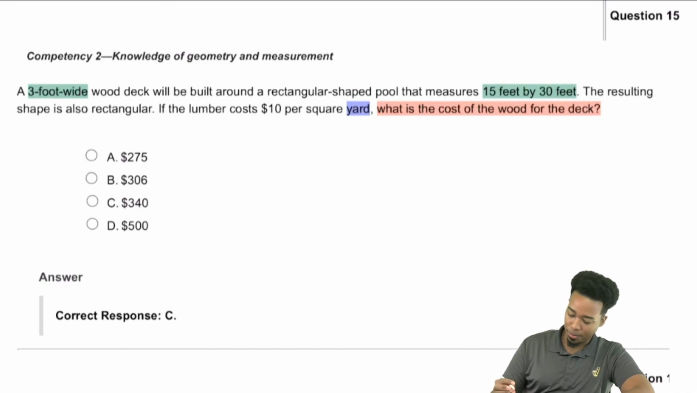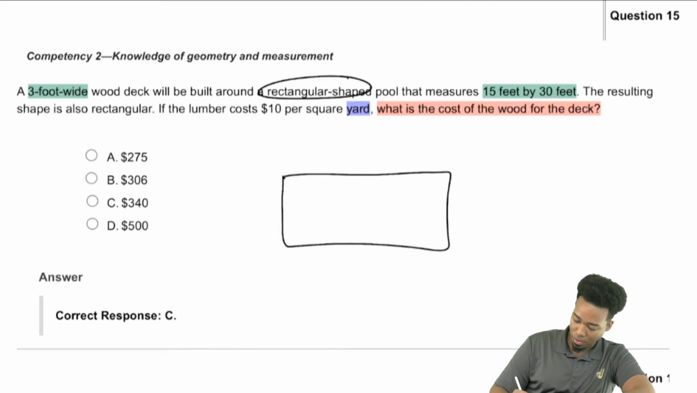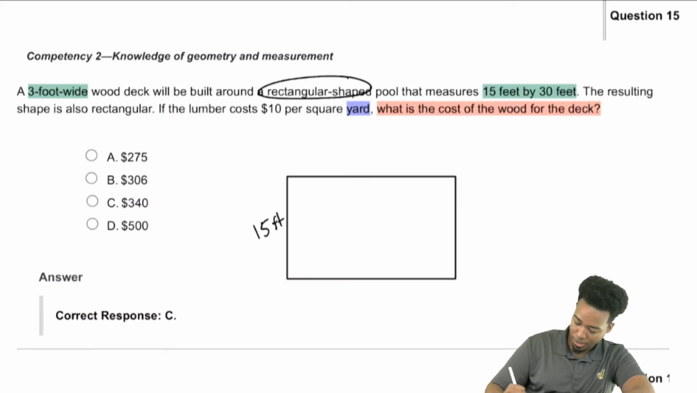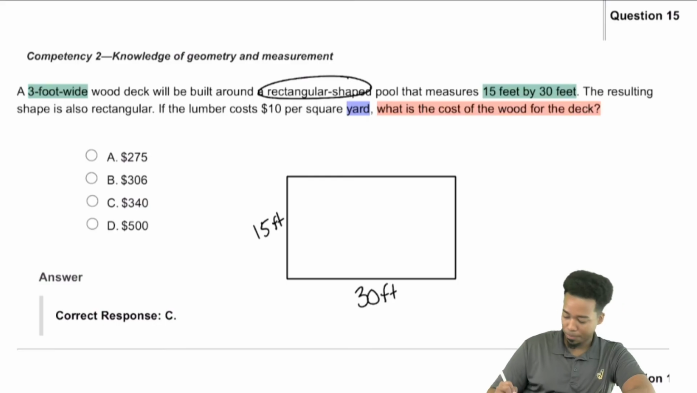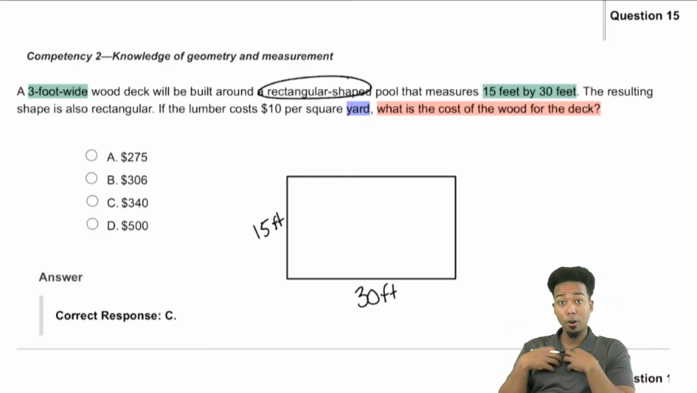Let's go ahead and draw this out. So here's the rectangular shaped pool, 15 feet by 30 feet. If I draw this out right over here, booyah, and I'll just do it like that. And we'll say that this is, again, 15 feet by 30 feet. The first thing that I really noticed that alarmed me was that we're looking at the cost in terms of square yards.